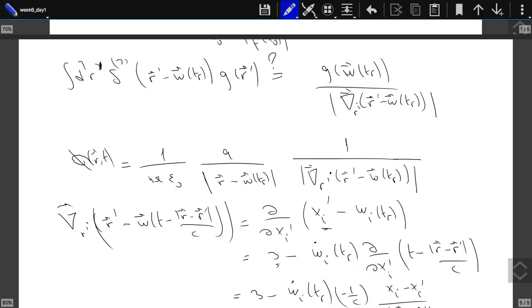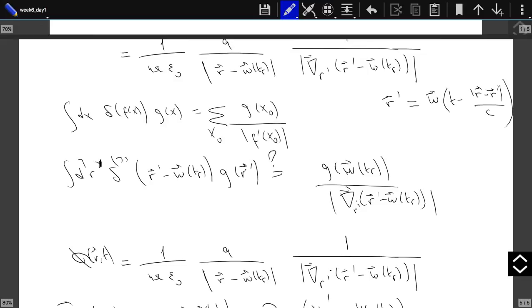No, it's only the Dirac delta. I know that it's definitely only this Dirac delta whose derivative I should take over here, not g's. So I check this. Is this valid? How do you check it?